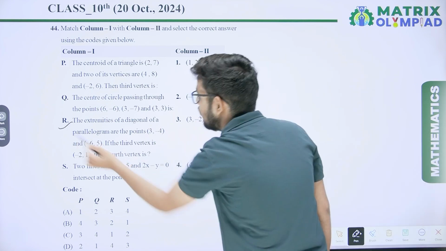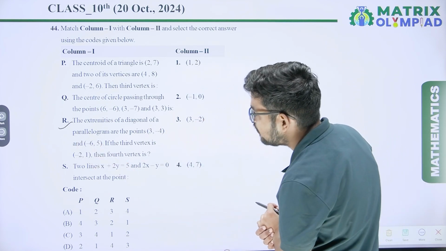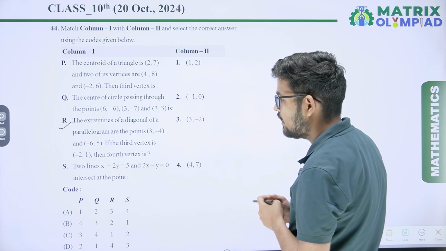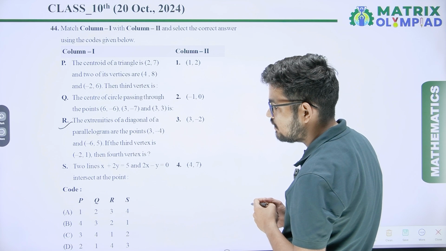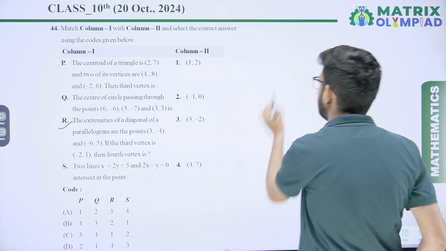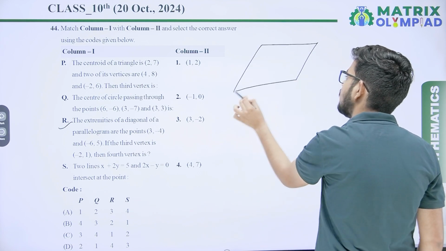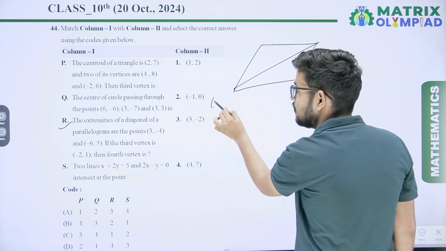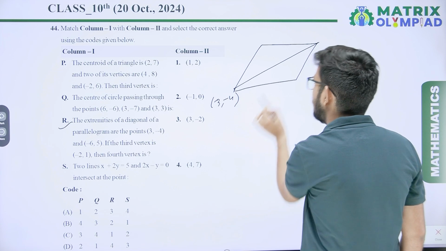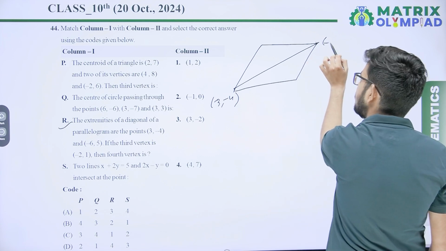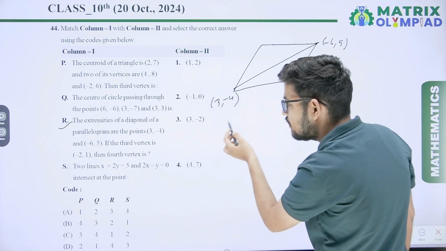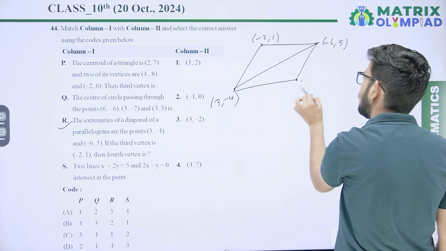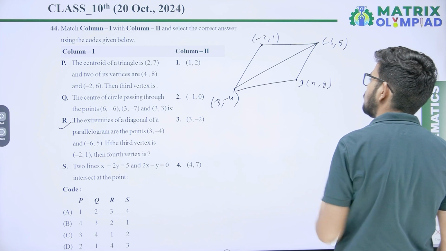Option third: the extremities of a diagonal of a parallelogram are (3, -4) and (-6, 5), and the third vertex is (-2, 1). Then what is the fourth vertex? It is saying one diagonal's extremes are (3, -4) and (-6, 5), and the third vertex is (-2, 1). We have to find the fourth vertex. Just assume it is (x, y).